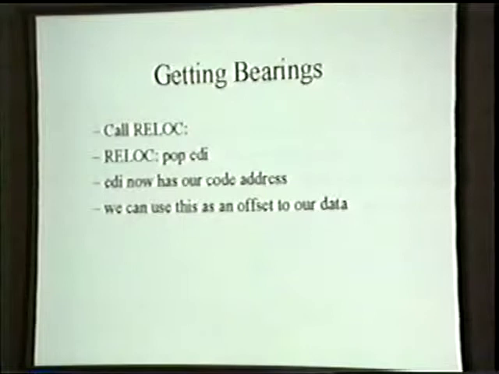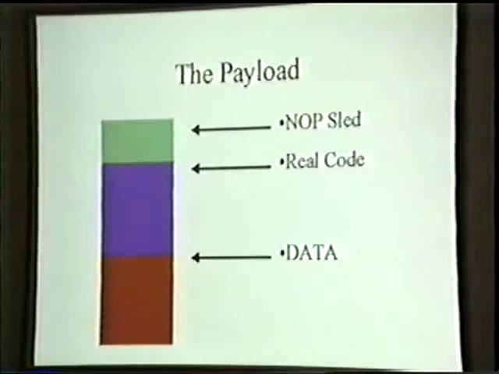Once we know where we are, that means we have a register somewhere now that points to our location. We can now offset from that register to get to all the data stored in the data portion. So when we actually do the call and then the pop, we're going to find out this location right here, and now we can always reference off of that address to get down to the data. We know where everything is now.